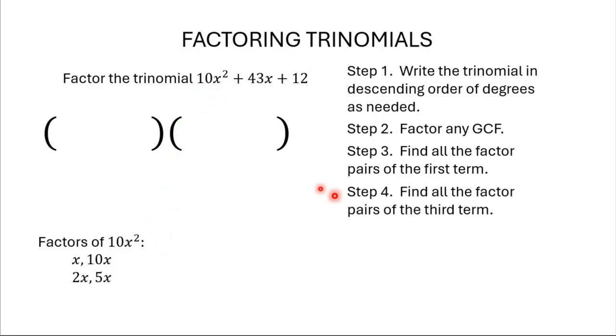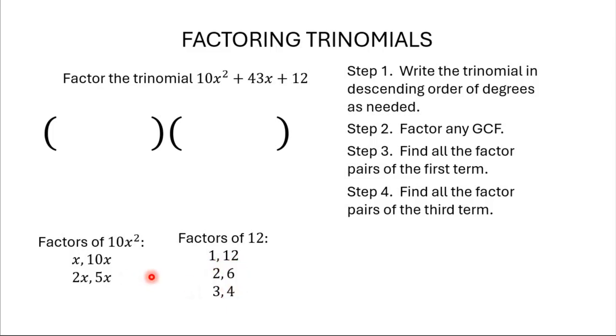I also want to find all the factors of the third term. So I need all the factors of the constant, 12. So I know 1 times 12 gives me 12. I know that 2 times 6 gives me 12. And I know that 3 times 4 gives me 12. So those are all the factors of 12.